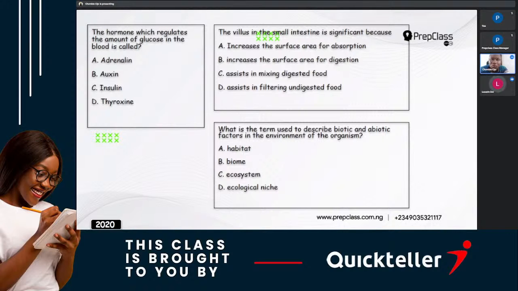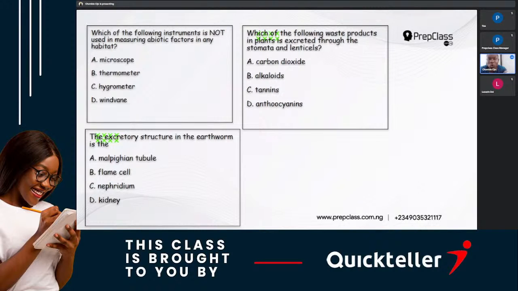Yes, sir. So next question. Which of the following instruments is not used in measuring abiotic factors in a habitat? What are abiotic factors? That's the climate and temperature change.